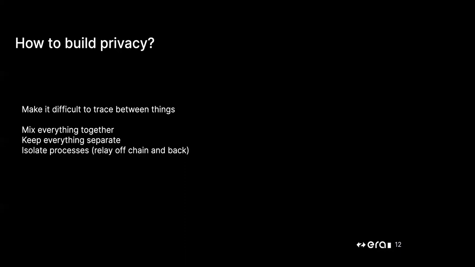One other way to get privacy is to isolate processes, to relay stuff off chain and then back on. This can be quite nice if maybe you don't want to post a certain transaction yourself, but you need something to happen. You could have a relay where you bounce it through some off-chain network, and then it can pop back on.